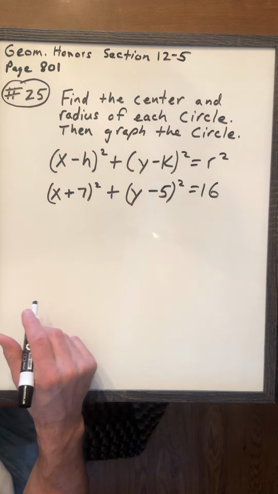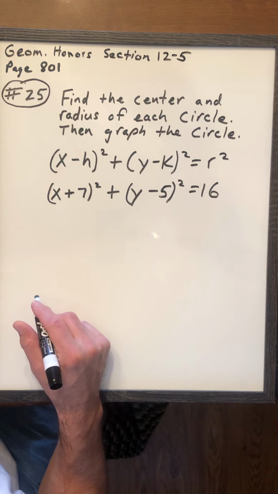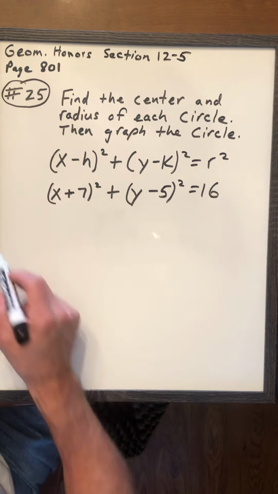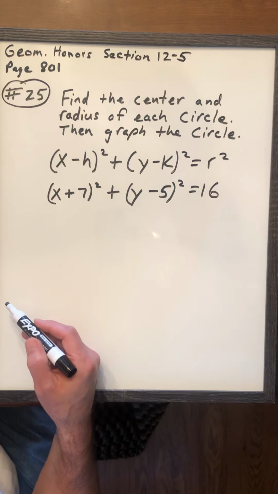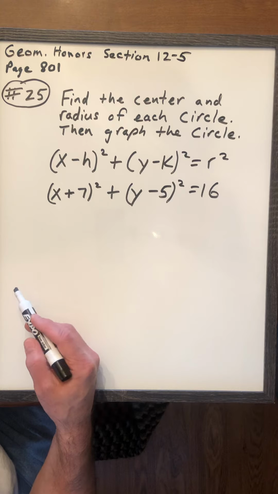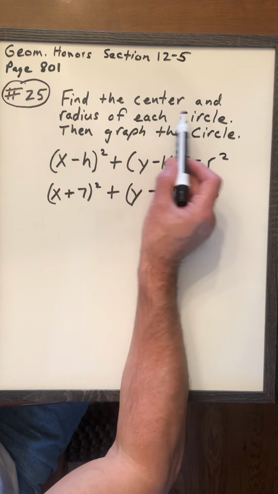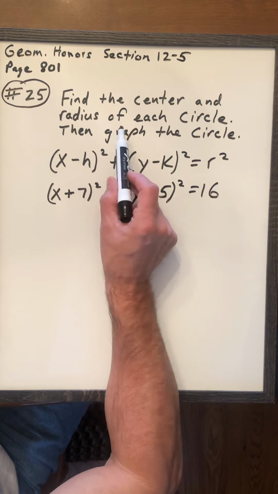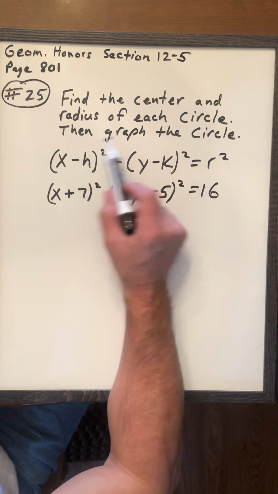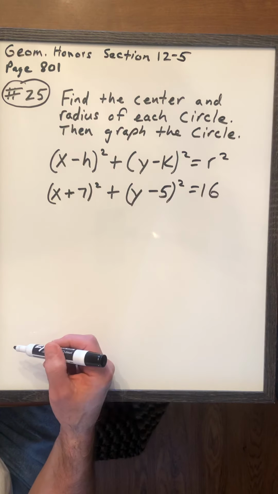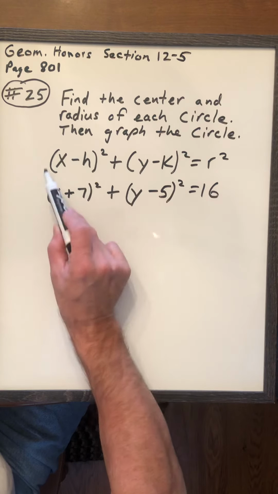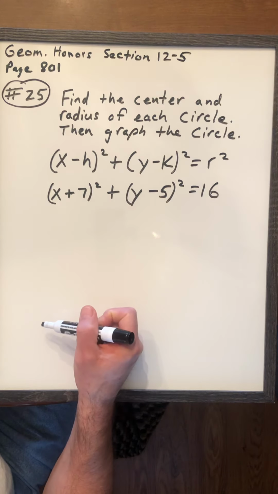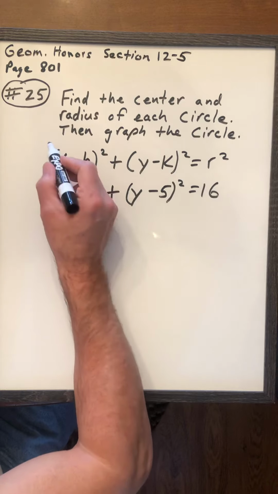Okay, we're in Geometry Honors section 12-5. This is number 25 for your homework. It is on page 801. And it says in the directions, find the center and radius of each circle. Then graph the circle.